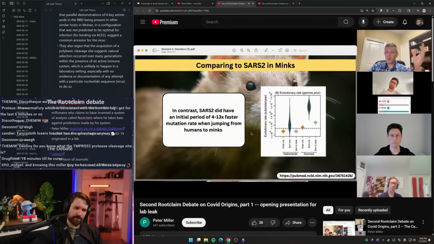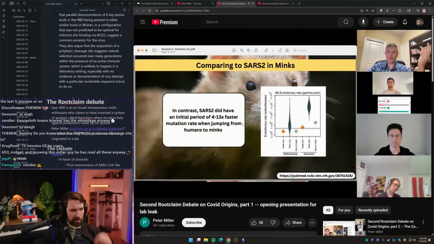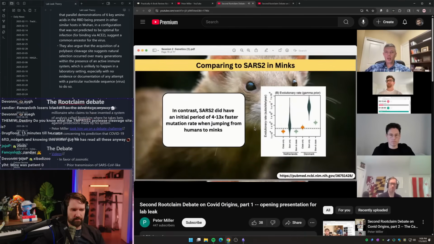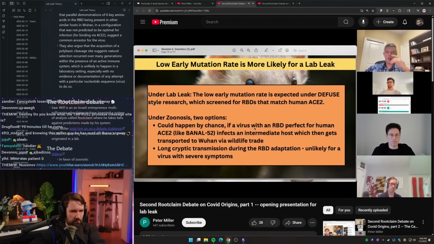And at the same time, when you look at what happens when SARS-2 spills over to different animals like deer or minks, its mutation rate gets increased much higher. So for example, here it's like between 4 and 13 times higher mutation rate when it's spilled over into minks. And yeah, basically, I think a low mutation rate.